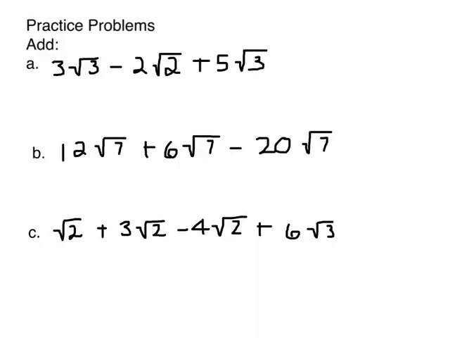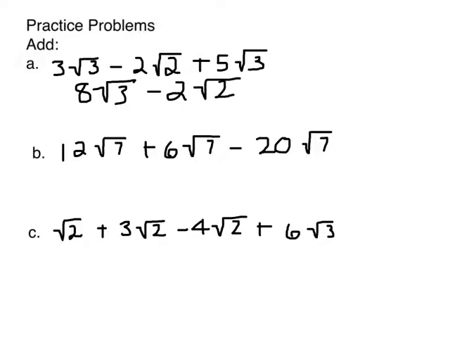Alright, let's work our practice problems here. In this first one we have 3 terms. 2 of them are like terms and can be combined, and the other one just has to be brought down. So we have 3 square root of 3 plus 5 square root of 3. Adding together would give us 8 square root of 3. And then we just bring this other term down, 2 square root of 2.